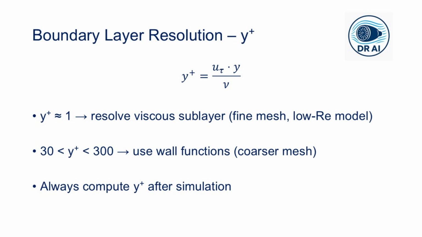It may use a low Reynolds turbulence model and a very fine mesh. But if y plus is in the range of 30 to 300, you are in the log law region. Use wall functions here, which represents a relatively coarser mesh. So your choice depends on the problem. For aerospace, y plus approximately equal to 1 is common. For industrial heat exchangers, y plus is often in the range of 30 to 100, and it is often acceptable. Always compute the y plus after your simulation. If it is too high, your wall treatment is invalid. But if it is too low, you wasted computational resources.